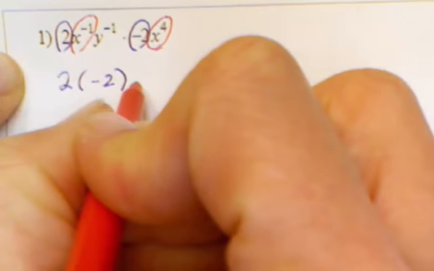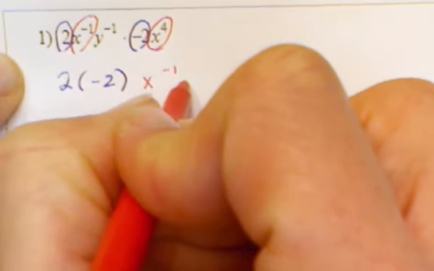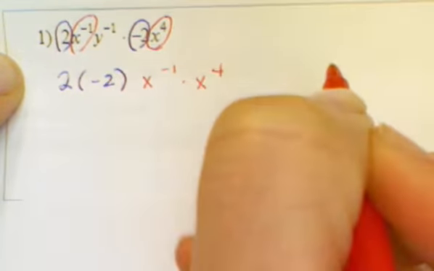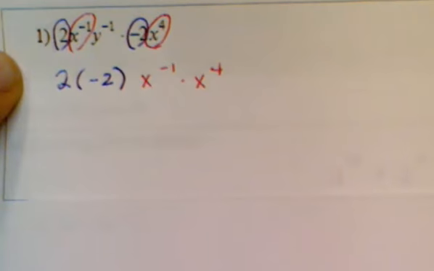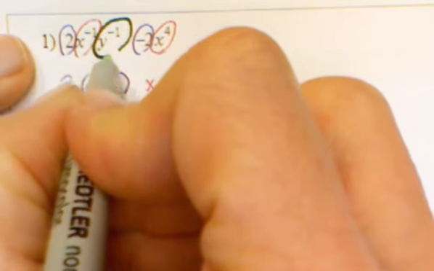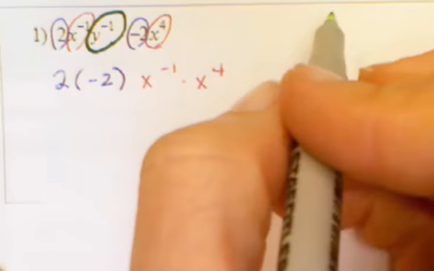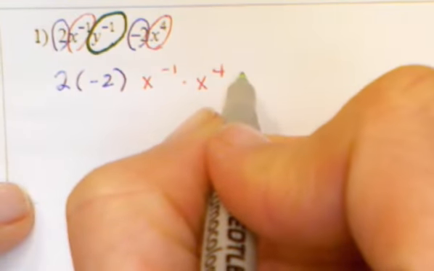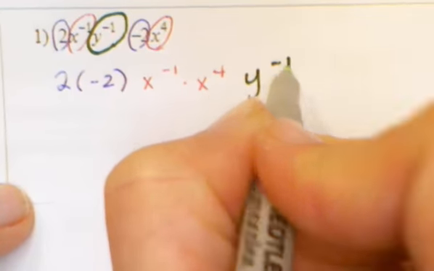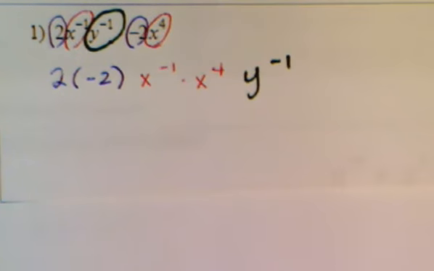And I like to write them just to be sure. As you get more comfortable, you'll have to write less and less. And then last, we still have a y in here. Now remember, multiplication, just like addition, commutes. What that means is you can do them in any order, and it doesn't change the answer. Okay, so now that we have them all written out, let's go ahead and simplify each part separately.